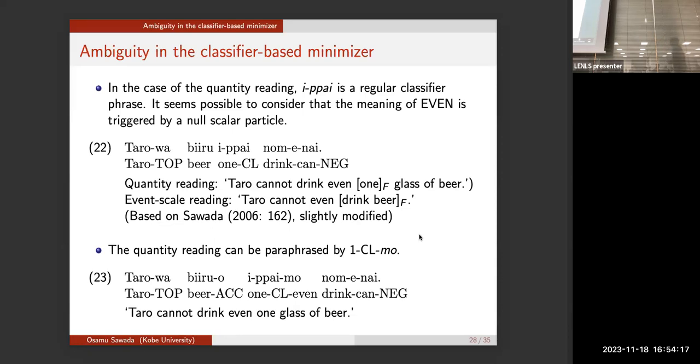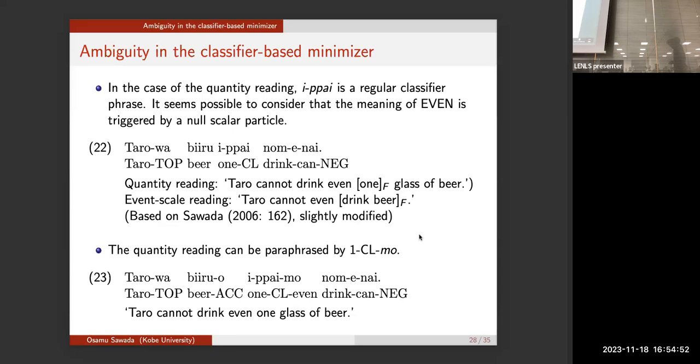Yeah. And there's biru ippai nomenai. Biru ippai nomenai. Ippai monomenai. So it's all the same then. Yeah, at least in the quantity reading, it's the same. But in the reading that you're going for, the minimizer reading, right, it's not the same. So in the minimum reading, you have to have no accusative marker and no mo.